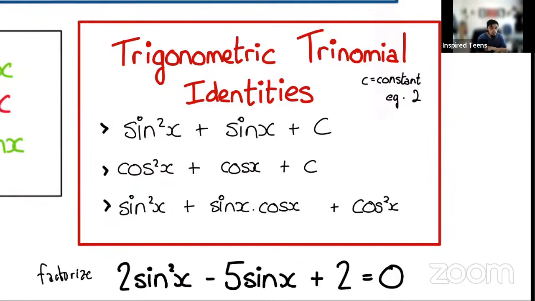And finally, the third one is when we have sine squared x, and at the end, you'll see we also have a cos squared x. So we have a sine squared x, we have a cos squared x. In the middle, we have the combination of both, sine x times cos x.